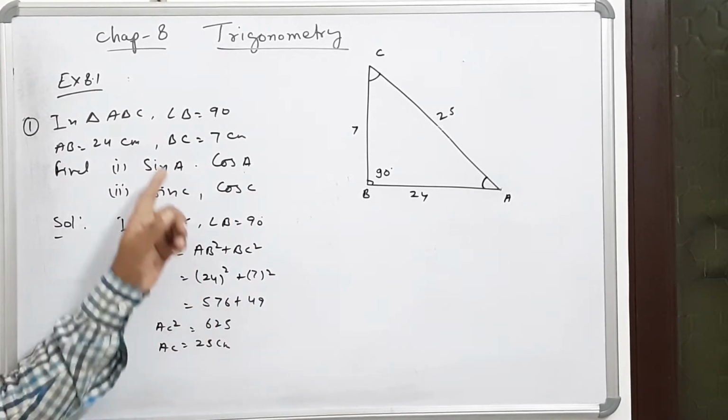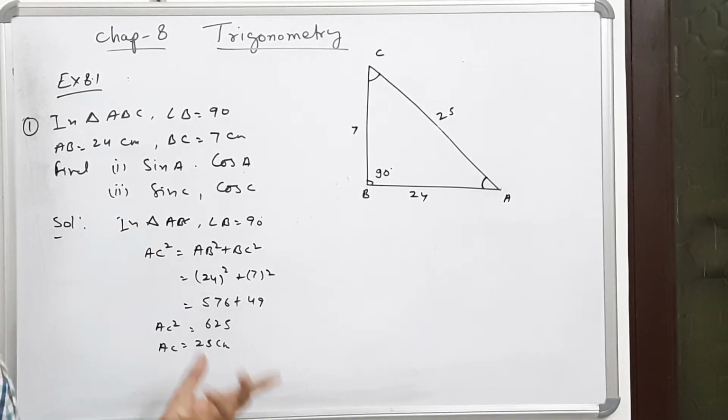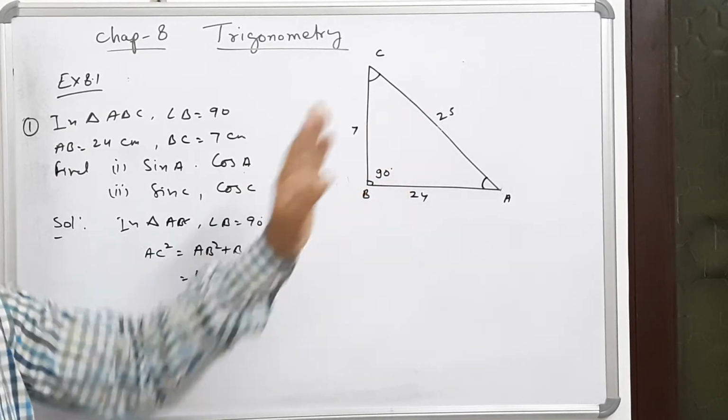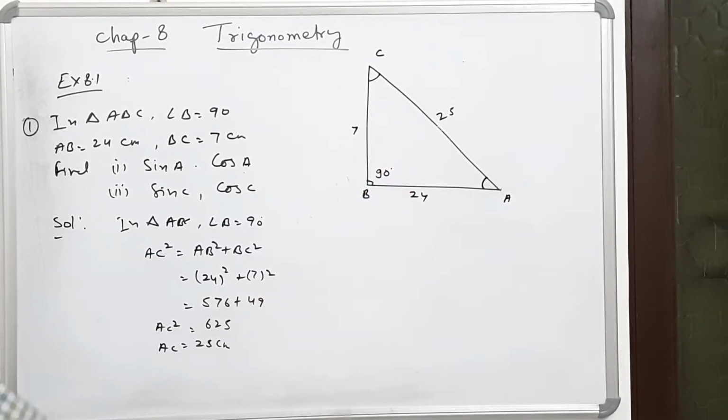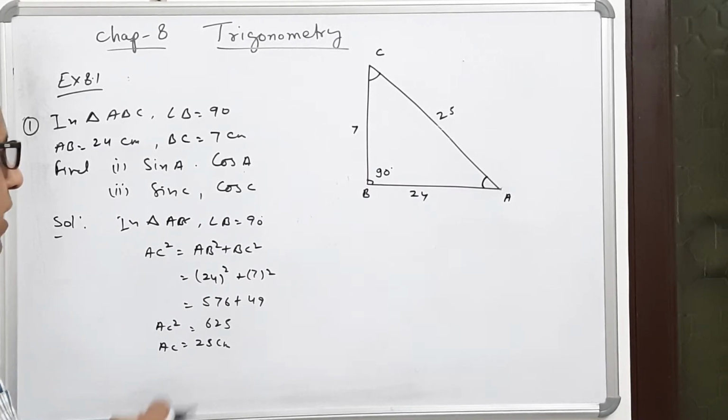Now this part is not a part of the 10th class. You have already read in lower classes that in a right angle triangle, if any two sides are given, by using the Pythagoras theorem we can find the third side. Now I am coming to the trigonometrical part.